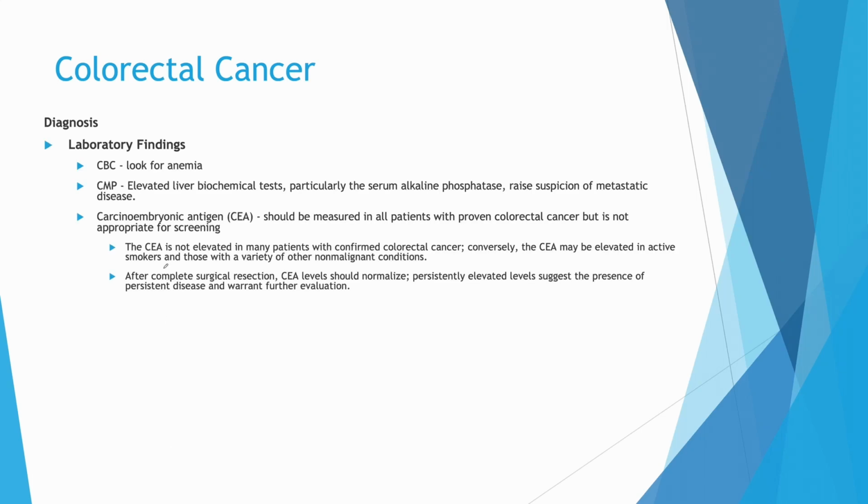Laboratory findings, so we're going to do a little bit of a workup. We do a CBC looking for anemia. CMP, we're looking at liver, serum alk phos, which raises suspicion of metastatic disease. We also use CEA. It should be measured at baseline with colon cancer, although it is not a screening tool. And after, if colon cancer is found, CEA levels should go down to normal, and that's one of the ways that we do surveillance on patients to make sure that they stay down. So if they start rising back up, it might mean that there's persistent disease or warrant further evaluation.